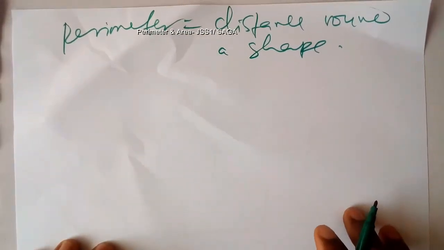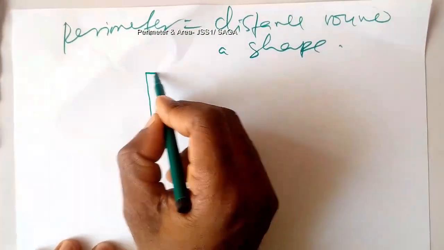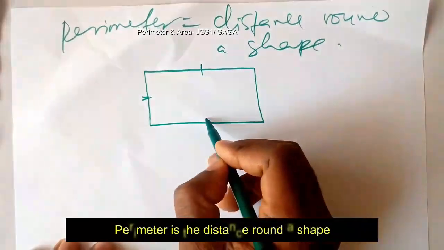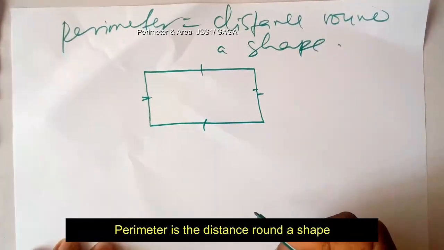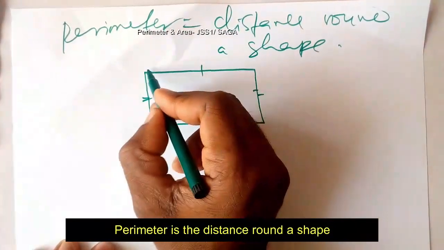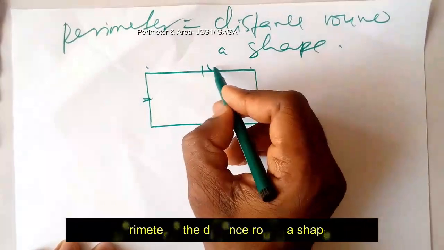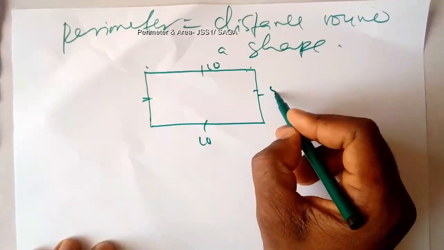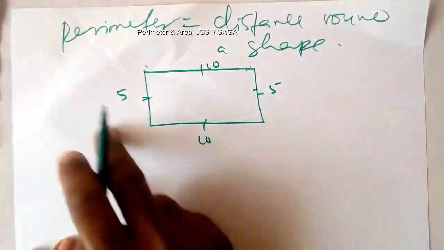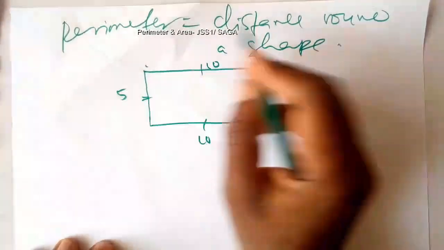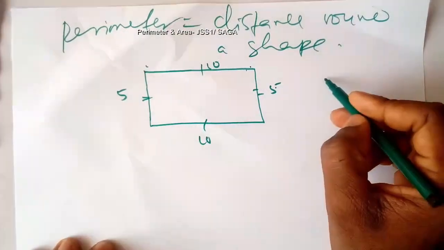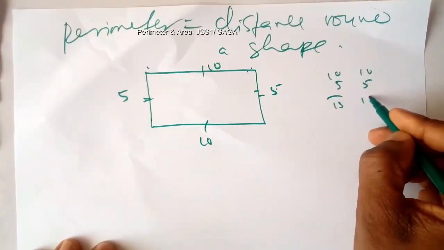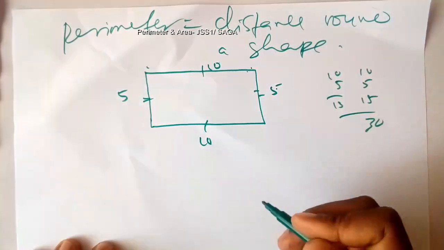Perimeter is the distance round a shape. This is a rectangle. For the perimeter, you measure the length from here to here. Let's say it is 10. If from here to here is 10, here is also 10, and if here is 5, here is also 5. So the perimeter of this rectangle is the sum of everything: 10 plus 5 is 15, and 10 plus 5 again is 15, so 15 plus 15 is 30. If you add everything, it is 30.